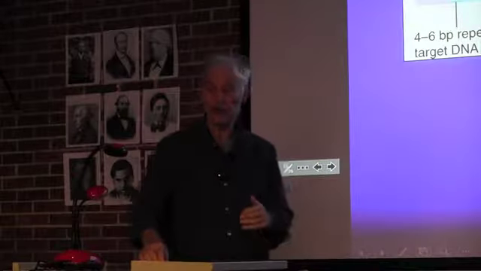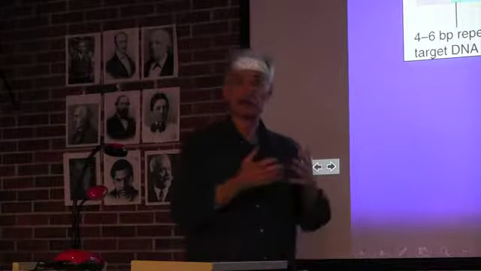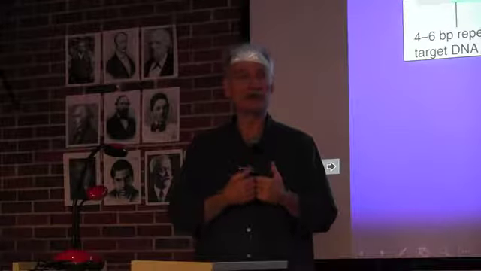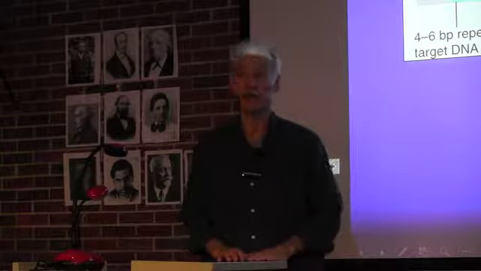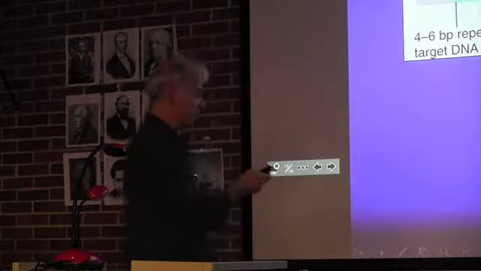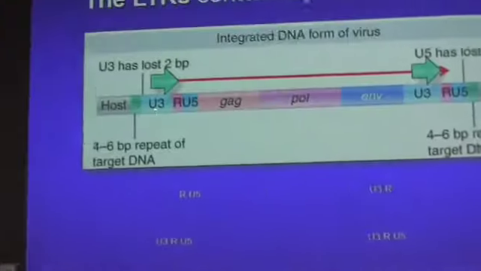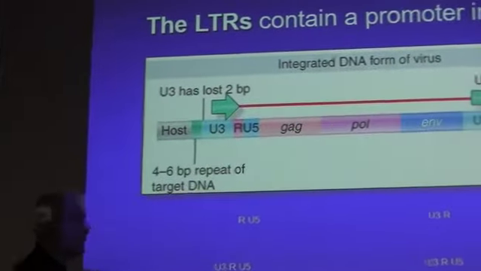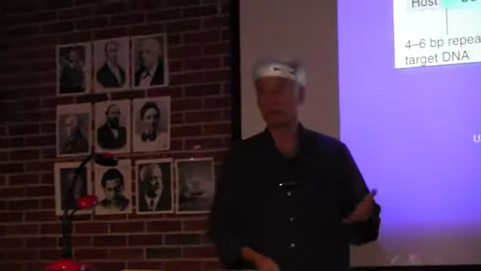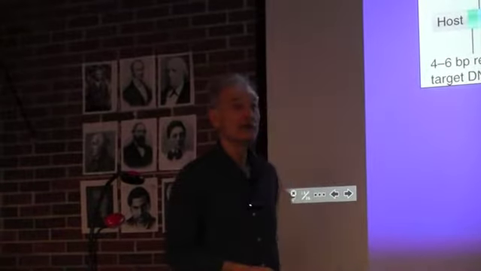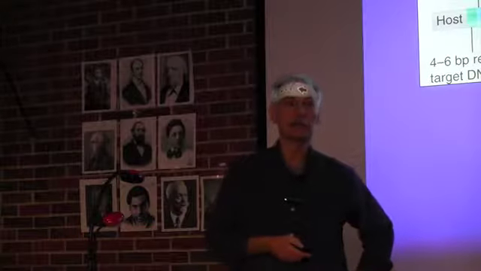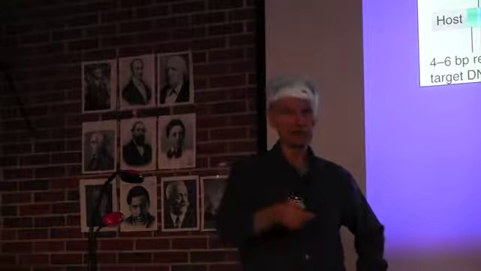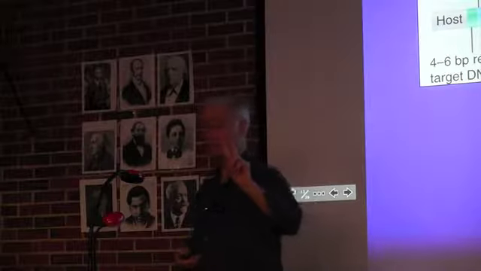Now we are talking about expression of the genes. How does the virus itself express its genes that encode the proteins that enable it to have all these enzymatic activities? In the repeat, in U3, there is a eukaryotic promoter that works with RNA polymerase II of the host. That's the one that transcribes genes that encode proteins.